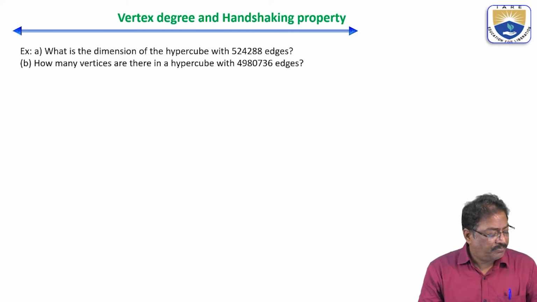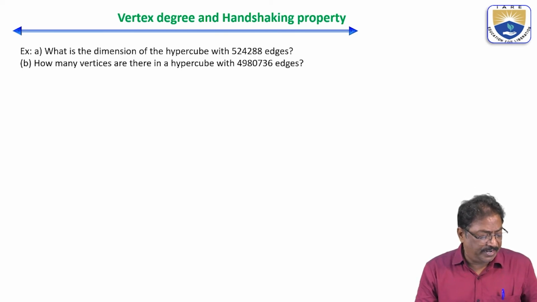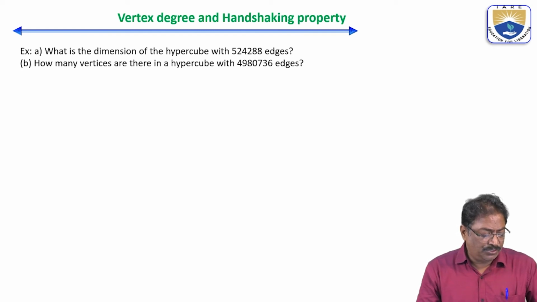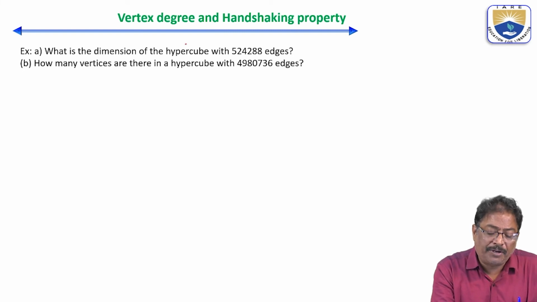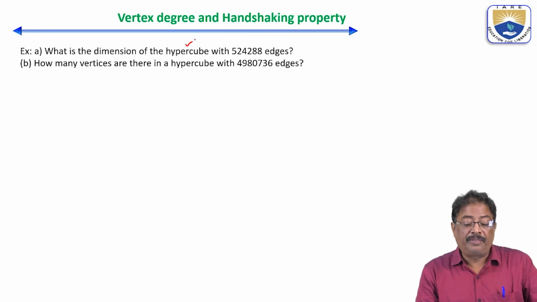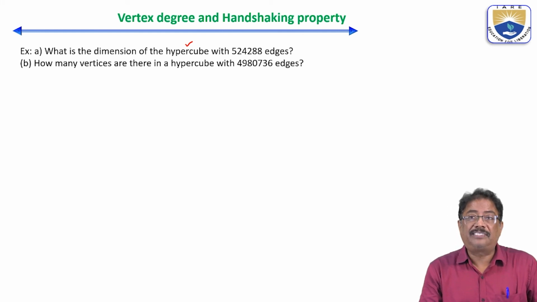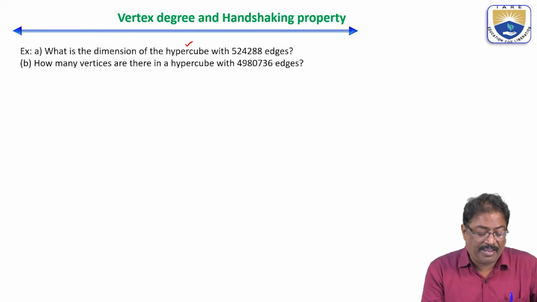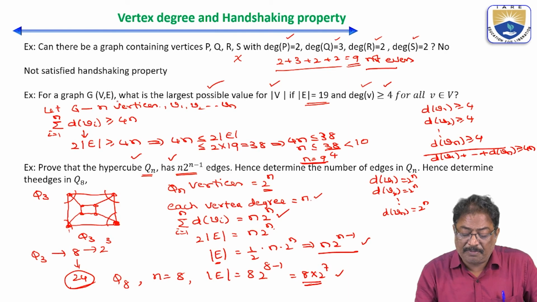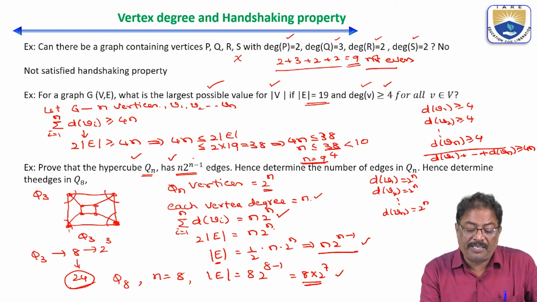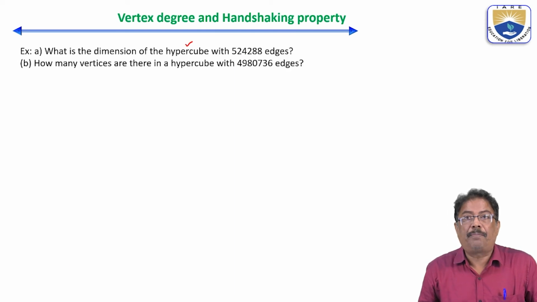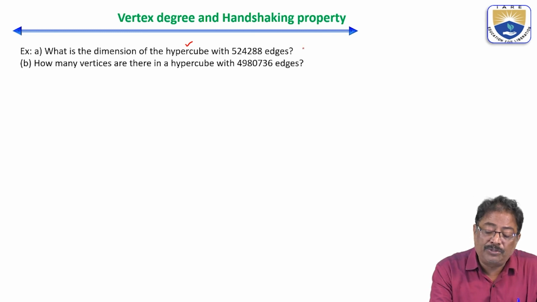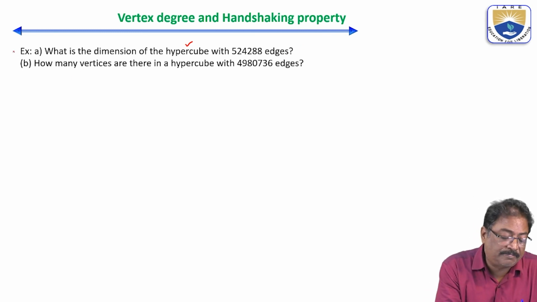So here it is given, that is what is the dimension that we are going to calculate. How many hypercube? Let us say it is having k hypercube, each and every vertex degree is k. Based on the previous one, what I am taking is k into 2 to the power of k. Let the hypercube be Qk.